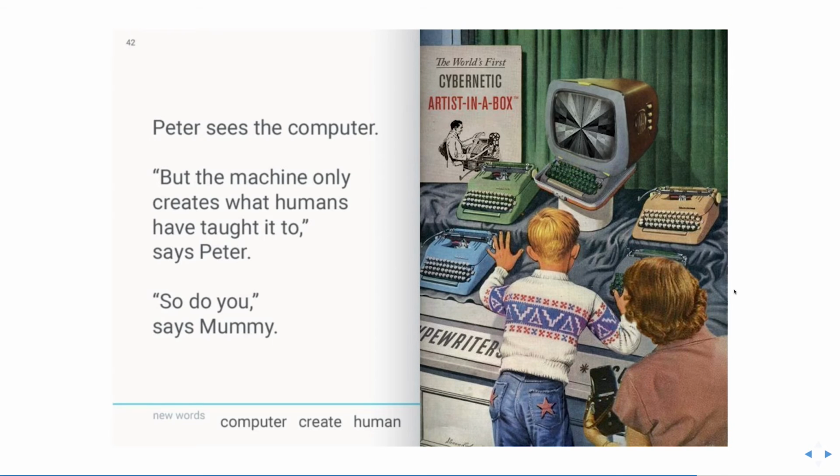Let's think a bit about what it means for computers to start doing art. I like this quote that was posted by Mario Klingemann. Peter sees the computer, and says, "But the machine only creates what humans have taught it to." And Mommy says, "So do you."